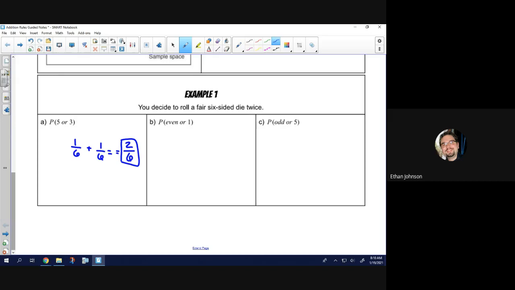In B, probability of even or a 1. Is this mutually exclusive? Yes, it is, because a 1 is an odd number and cannot happen at the same time as an even. So probability of an even, well, there are three options, a 2, 4, and a 6, out of my 6 sides, plus probability of a 1, there's 1 out of 6. My denominator is the same, so I'm going to add across. 1 plus 3 is 4 out of 6.